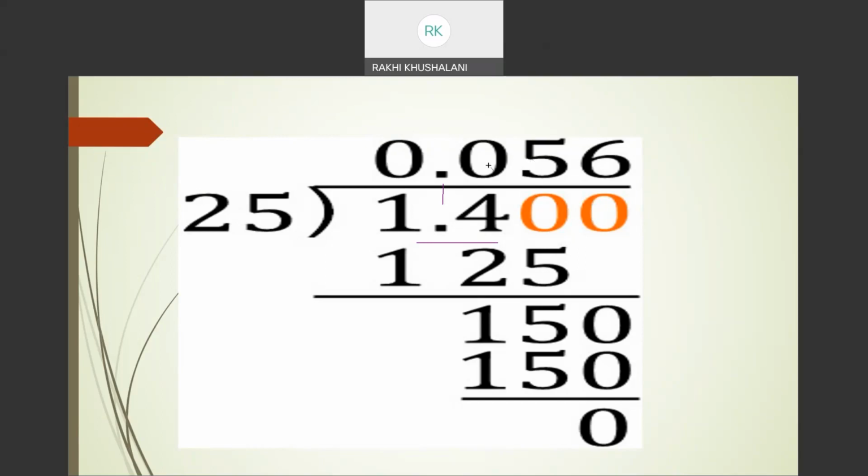So now again 14 is not divided by 25. So now I have a liberty of adding 0 to my dividend. Mind you, I have a liberty to add 0 to my dividend. So I put a dividend there. Now I take the whole number as 140. Now is 140 divisible by 25? Yes, of course. 25 into 5 makes it 125.